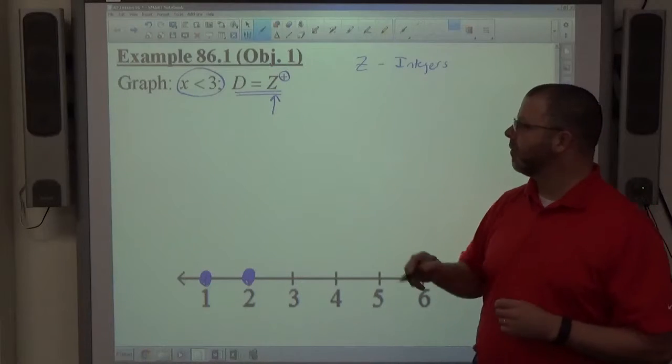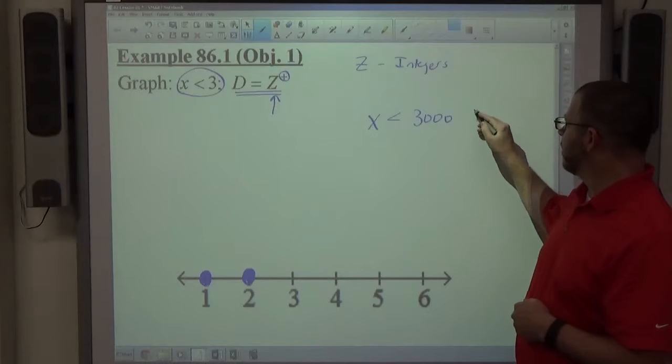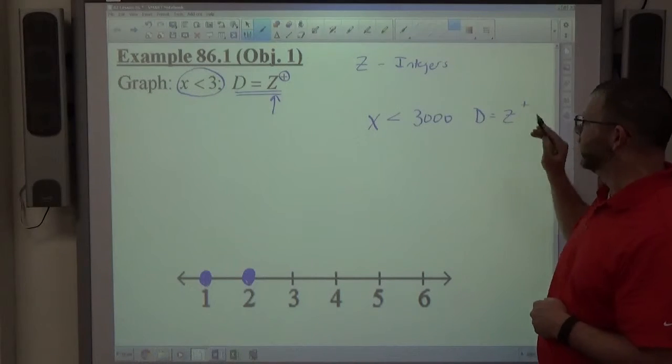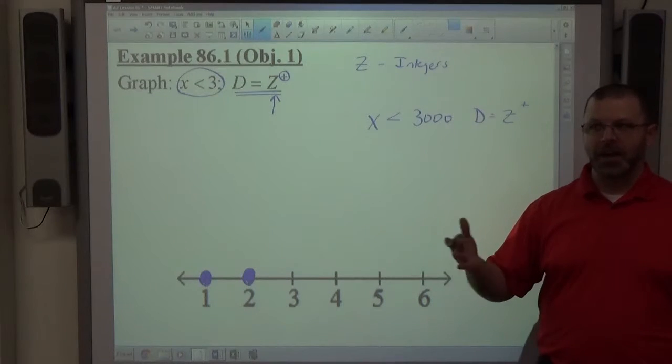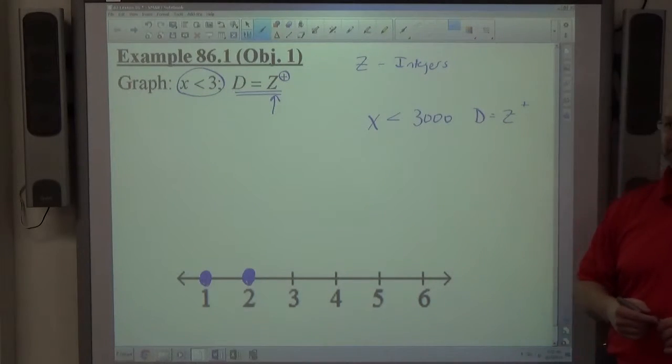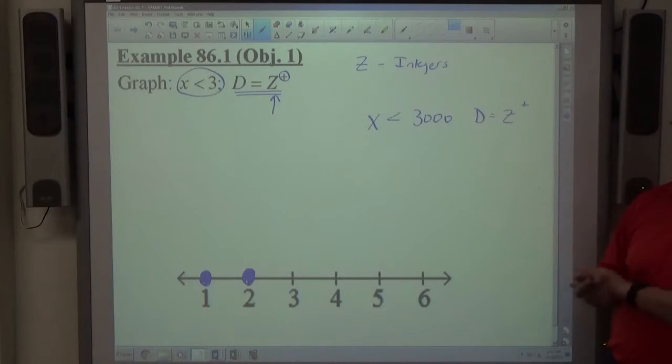So if, let's say, x is less than 3,000, and we got the set of positive integers. Let's say we had to graph that thing. Okay? There's only 2,999 numbers less than 3,000 that are positive integers. Finite means you can count up to that number. We could. I mean, if we had a day to sit around and do nothing but count, we could count up to 3,000, right? Or 2,999.